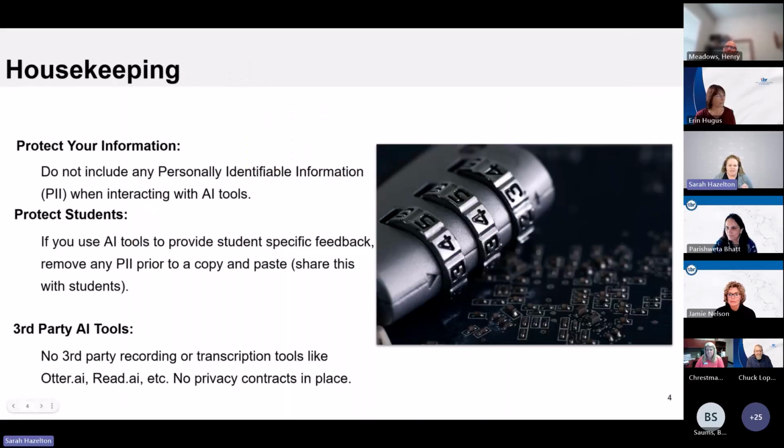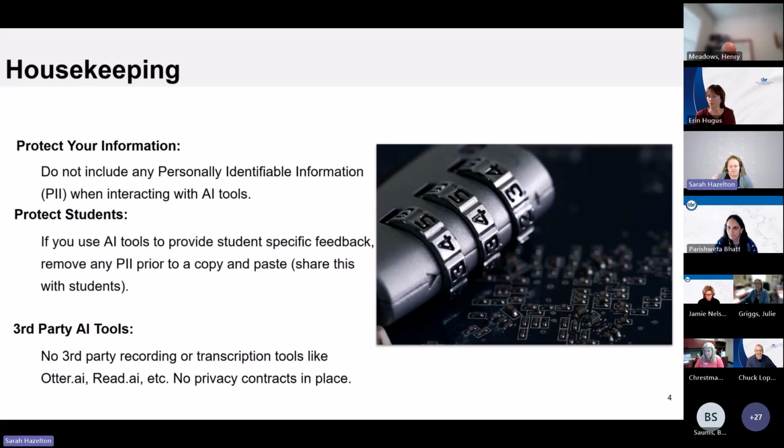Here are my housekeeping tips for the day. As we talk about any AI tool, remember that you need to be protecting your PII. Make sure you are not putting any of your personally identifiable information into any of these tools. If you are using these tools with student information, we recommend that you protect the students' PII as well. Don't put any student information into any of these AI tools.